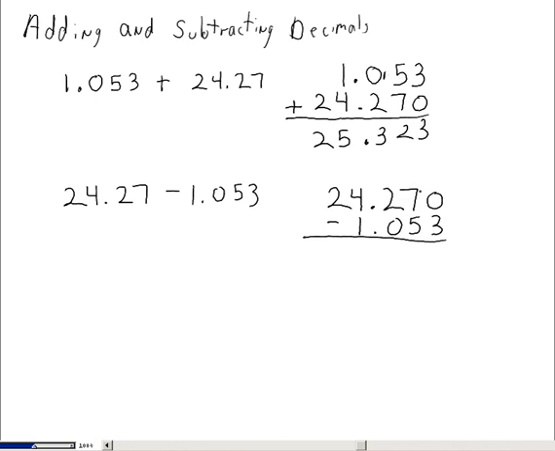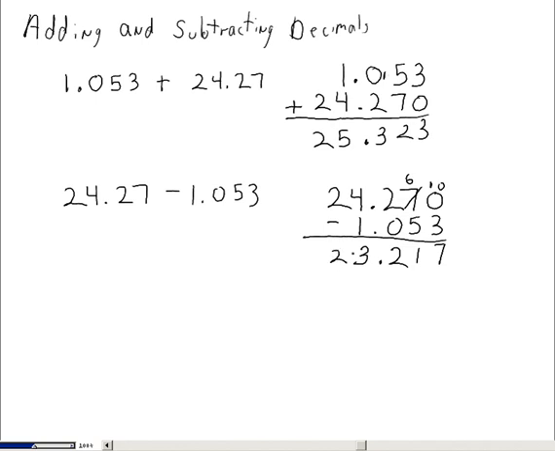Now, to subtract the 3, I'm going to have to borrow or regroup, however you like to say that, from the 7 to make it 6 here and 10 over here. Now I can subtract the 3 from the 10 and get 7. 6 minus 5 is 1. 2 minus 0 is 2. Put in your decimal point. 4 minus 1 is 3. And 2 minus 0 there is 2.